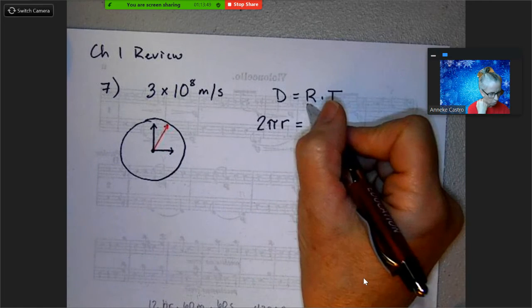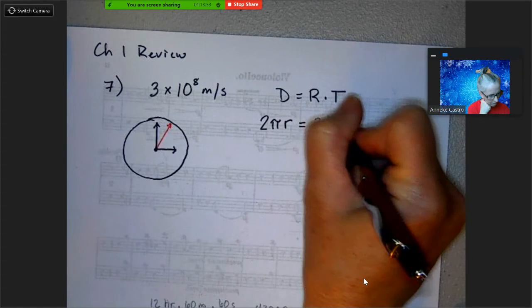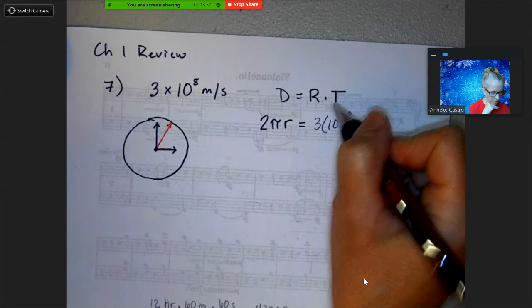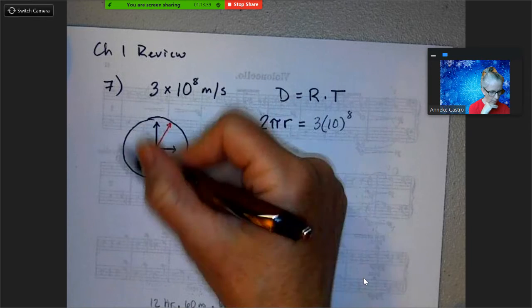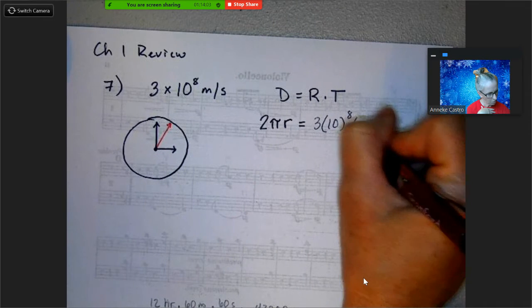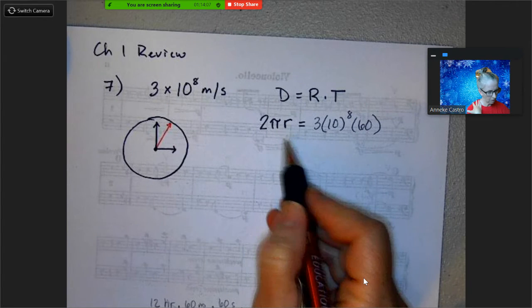The rate that we're saying it's going to move is the speed of light. So that's going to be 3 times 10 to the 8th. And the time, how long does it take for the second hand to get all the way around the clock? It takes 60 seconds. So I'm going to multiply this by 60. Now I want to solve for the radius. So I'm going to leave the radius there.